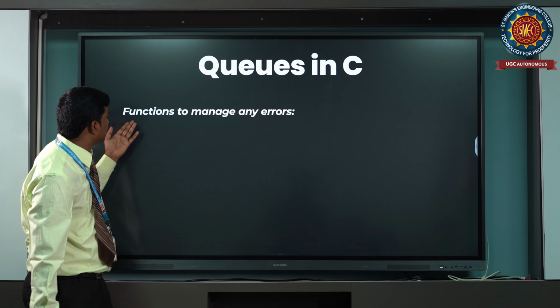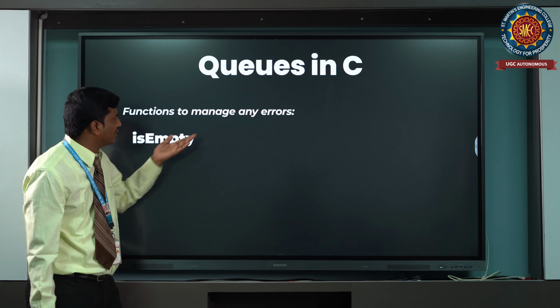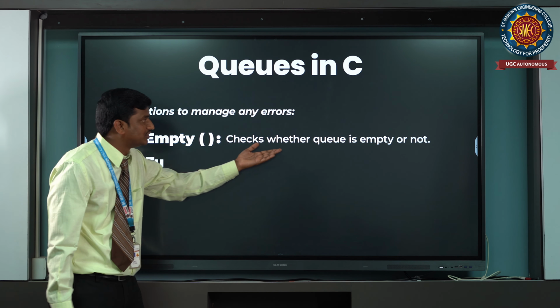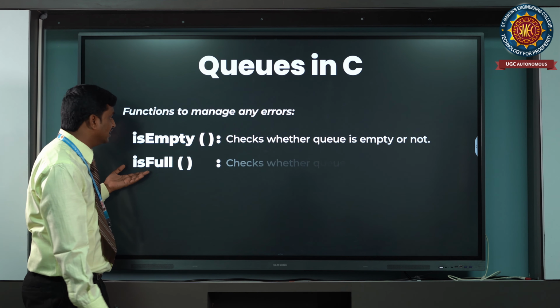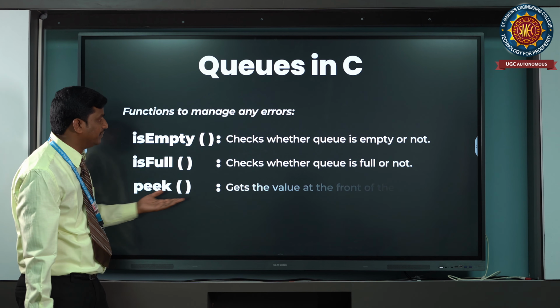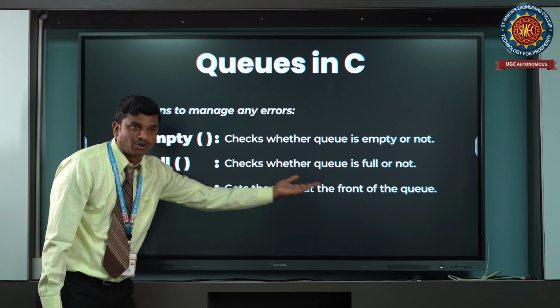Next, there are functions to manage errors. Is empty checks whether the queue is empty or not. Is full checks whether the queue is full or not. Peek is nothing but getting the value from the front of the queue.